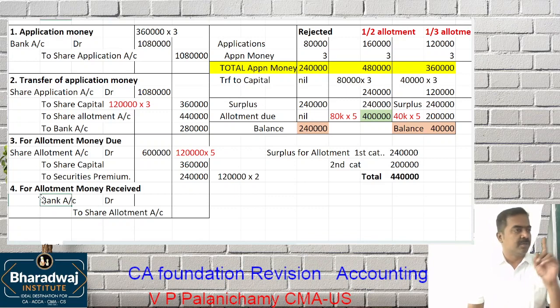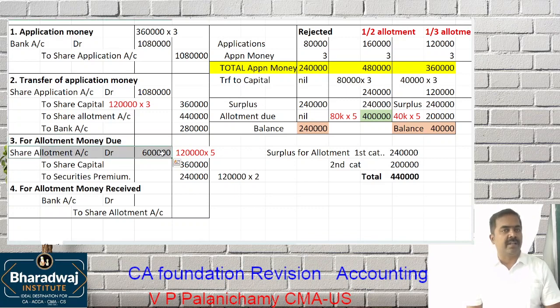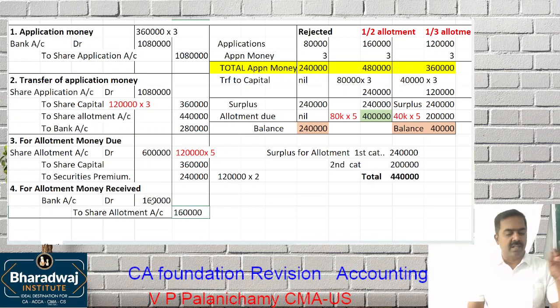Listen, there are two methods of working. Pay attention. One is the journal entry method. How much have you debited to share allotment now? 6 lakhs. How much surplus was there before this? 4 lakh 40. So how much balance will be collected? 1 lakh 60. This is the journal entry method.